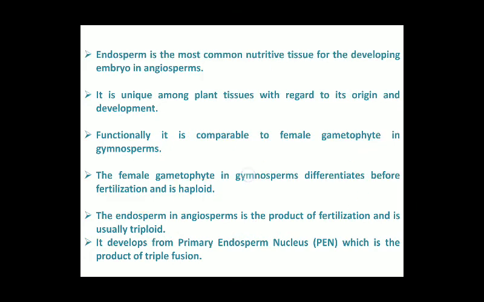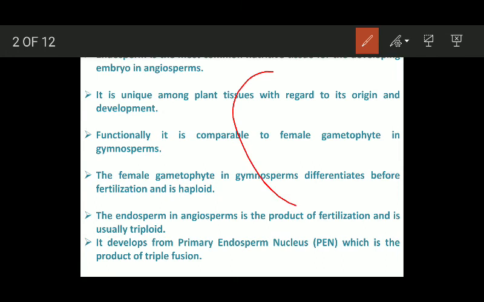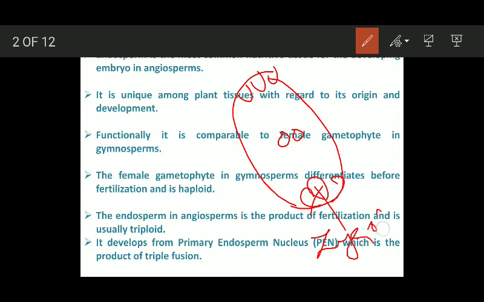So you are having this female gametophyte. There is egg cell, two synergids. In the center we are having polar nuclei. At this chalazal end we are having the antipodals. One of the male gametes fuses with this egg and forms zygote. That is clear to you. Another male gamete moves towards the center and fuses with the two polar nuclei. This results in the formation of PEN.